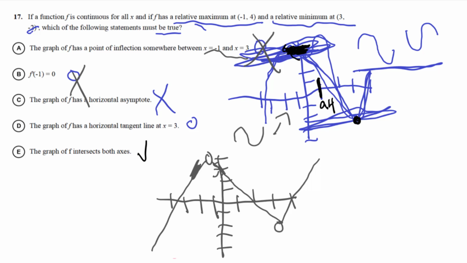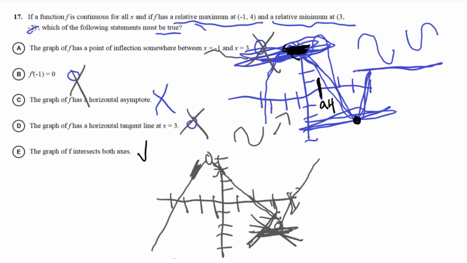Then option D says the graph of f has a horizontal tangent line at x equals 3. That basically means the derivative at x equals 3 is going to be 0. But as we can see, from the left side it's a negative slope, and from the right side it approaches a positive slope. So this is not the correct answer either. There's not a horizontal line there. So we can mark this as wrong.